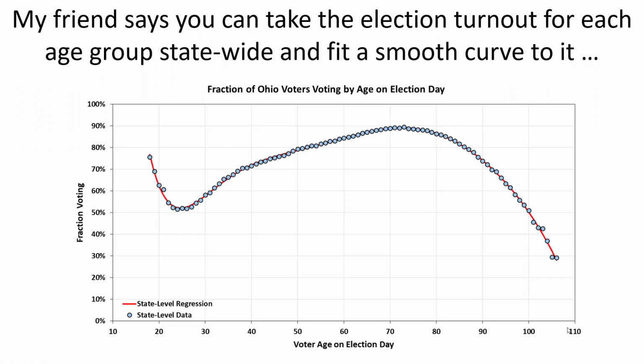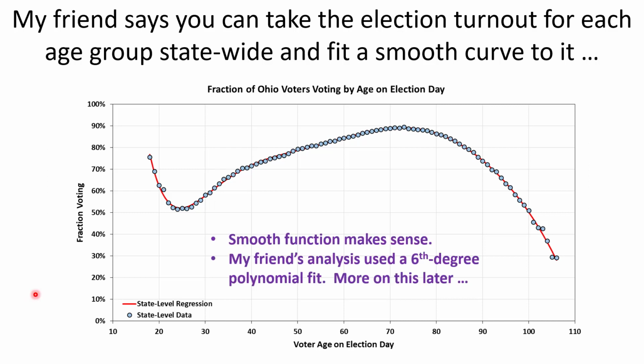So let's start out talking about his model. The starting point in my friend's analysis is the election turnout data for each age group statewide. You can take these individual data points and fit a smooth curve to them. Each of these points here is basically the ratio of the number of people that age who voted statewide divided by the number of registered voters of that age. So, here you see the fraction of 25-year-olds who were eligible to vote that actually did. Here, the number of maybe 70 or 80-year-olds. You can fit all the data to this really nice curve.